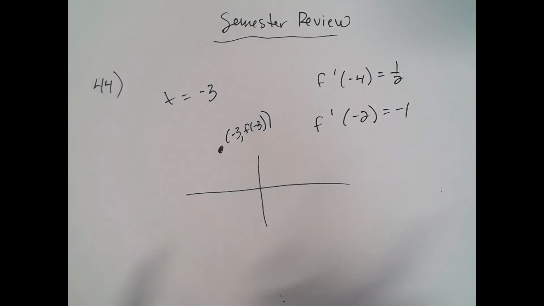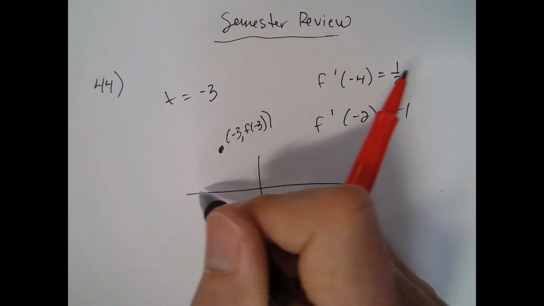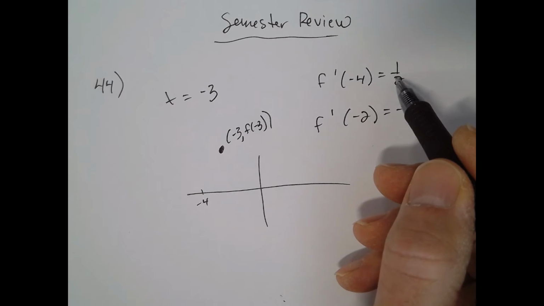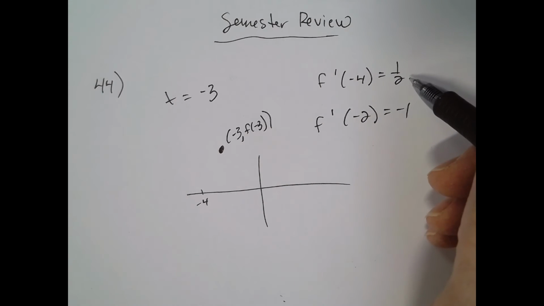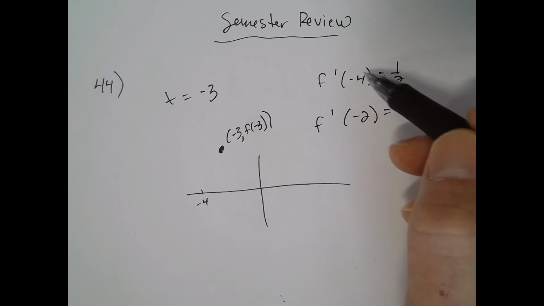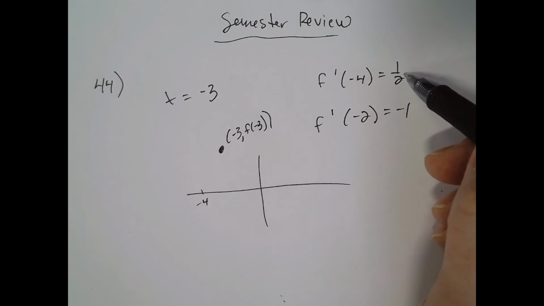Okay, so f prime of -4. At -4, we know the derivative is 1/2, and it's important to note that that's positive. So at -4, since my derivative is 1/2, that means my original function is increasing at -4.